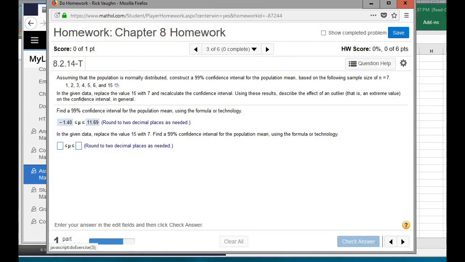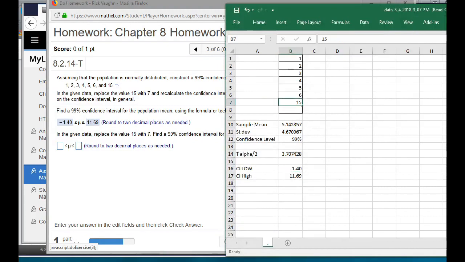Okay, now we're going to do the same thing. We're going to replace the value 15 with a 7 and then find the confidence interval again. The nice thing is that all I have to do is change this 15 to a 7 and everything else should stay the same and update automatically. So I'm going to put 0.97 and 7.03.